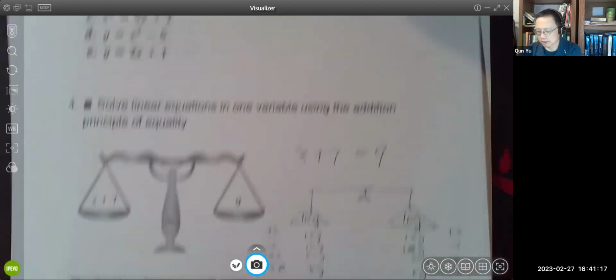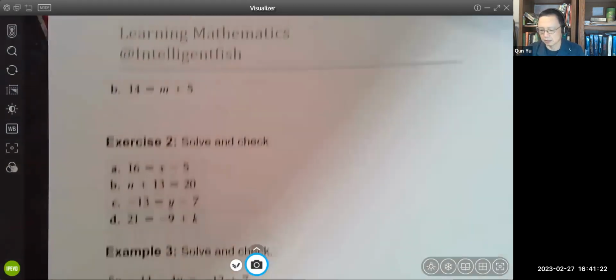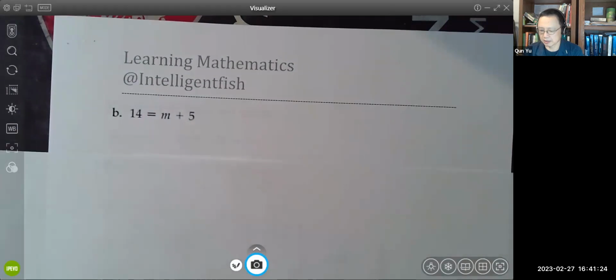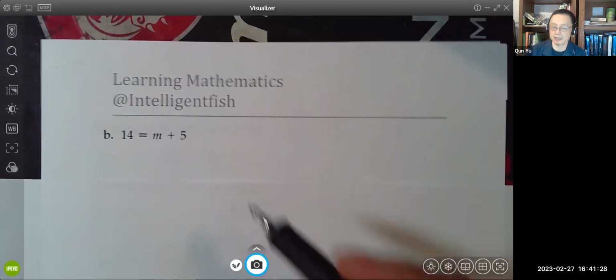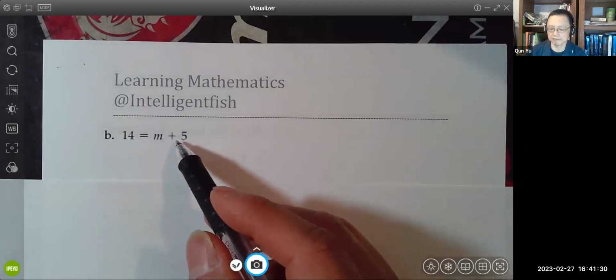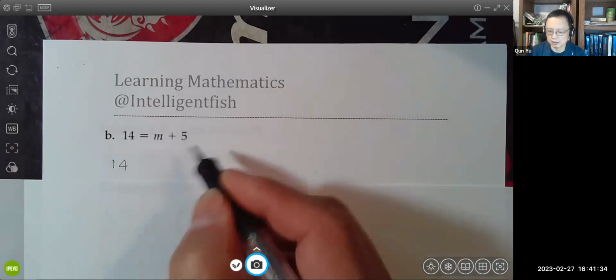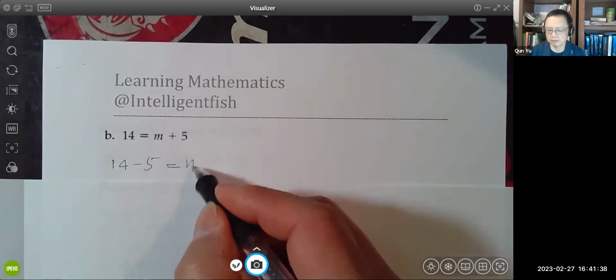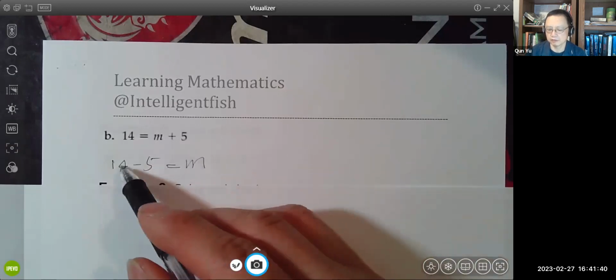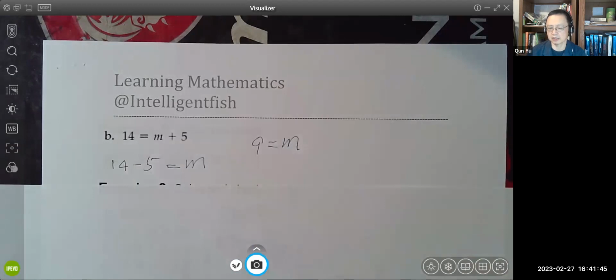Let's move on to our next example. So this is our second example. Apparently we're solving for m. We don't want this 5, so we move it to the other side. And 14, this is the plus, becomes minus. So we only have m left on the right-hand side. 14 minus 5, that's 9. So we solve it. m equals 9.